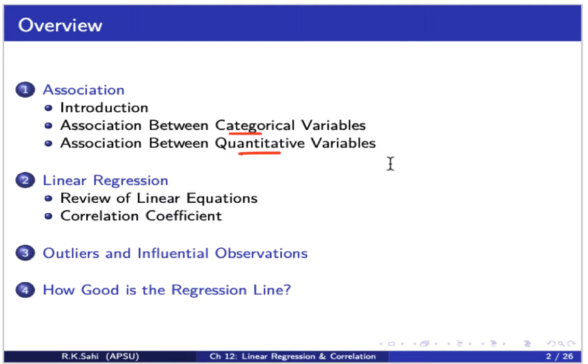And if the trend of this relationship or association is linear, then what is the best linear equation which can represent that association? So we will do a little review of the linear equations. Also, if you want to know how strong that relationship is, we'll be using the statistical concept called correlation coefficient. Then we'll also look at some outliers and influential observations. And finally, how good is this regression line which explains this association? So let's start with association.